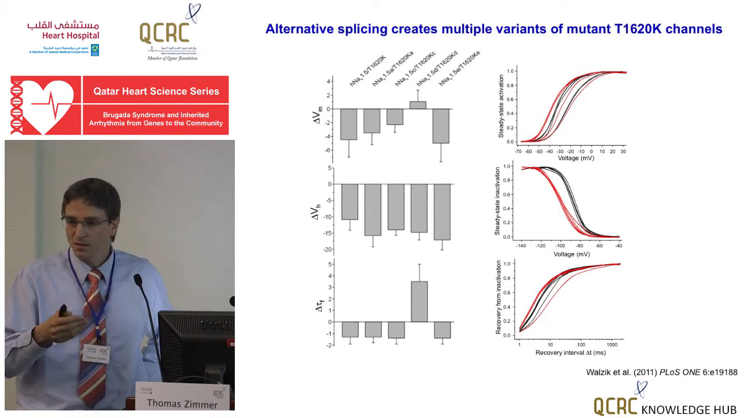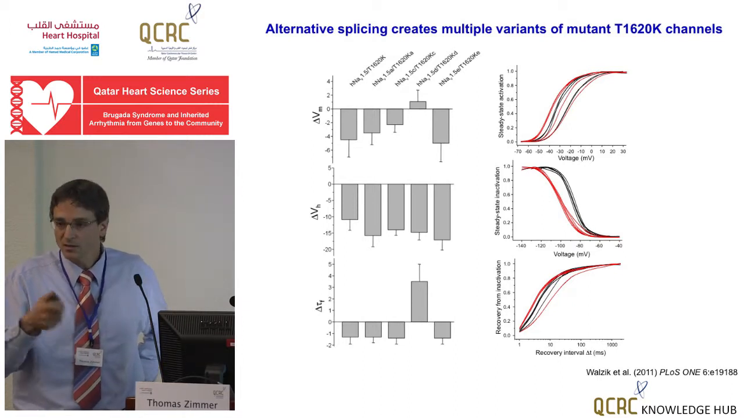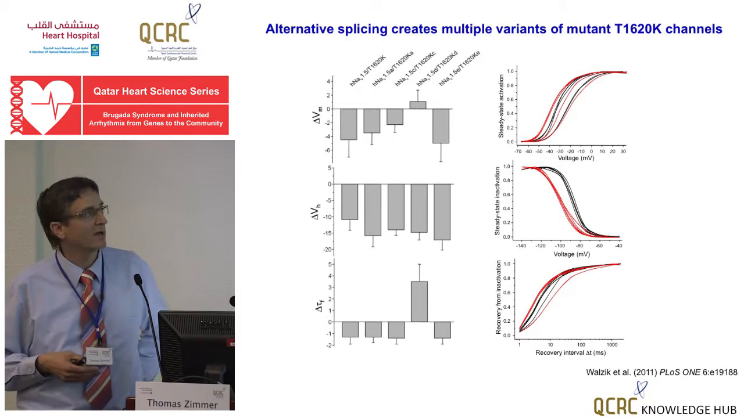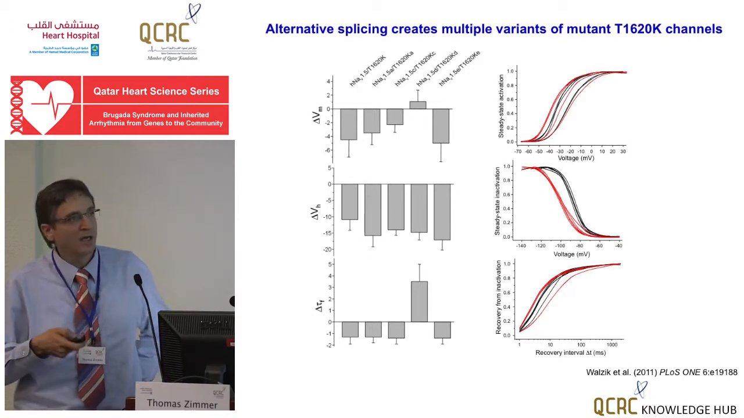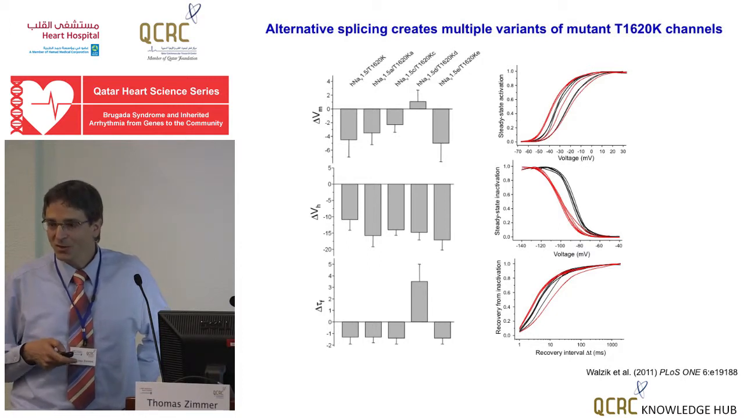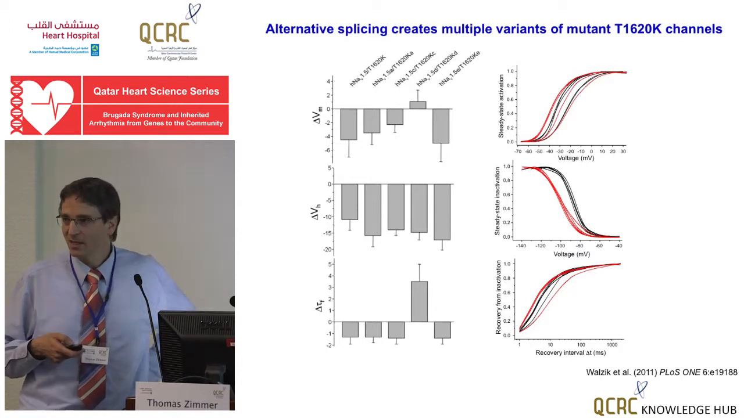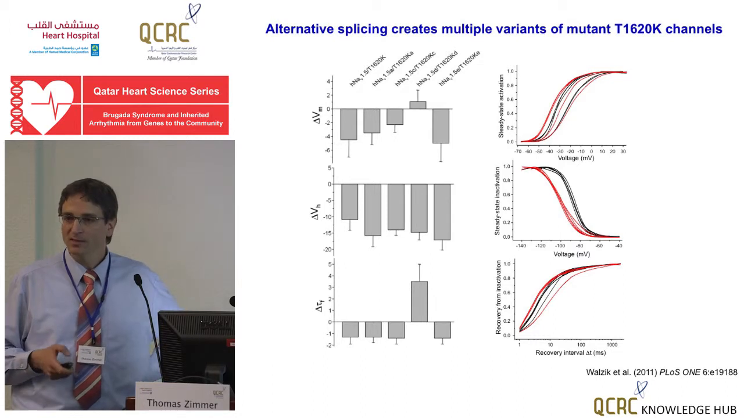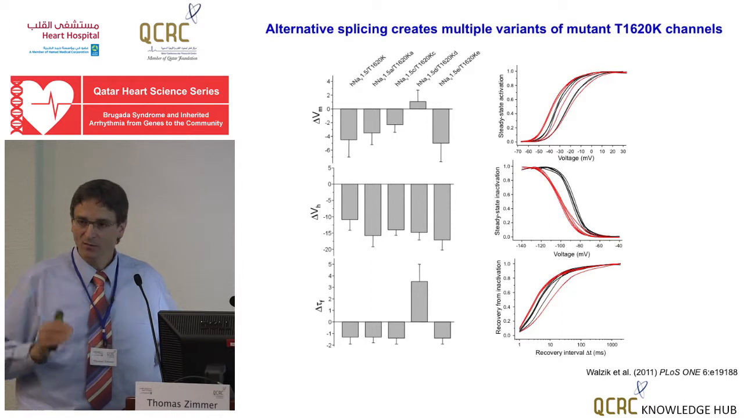If those channels are expressed in the heart, we have various types of mutant channels and at least 2 or 3 types of wild type channels. So we have multiple variants in the heart, so it's not so easy. That is maybe a starting point for a new project, but it shows how complicated it can be. So I would just like to say that alternative splicing should be considered when analyzing the effect of a mutation.